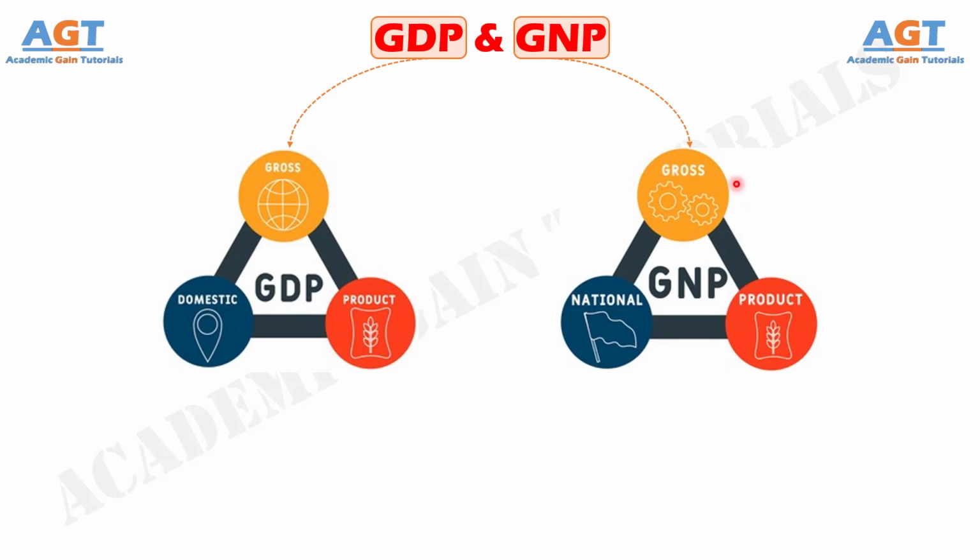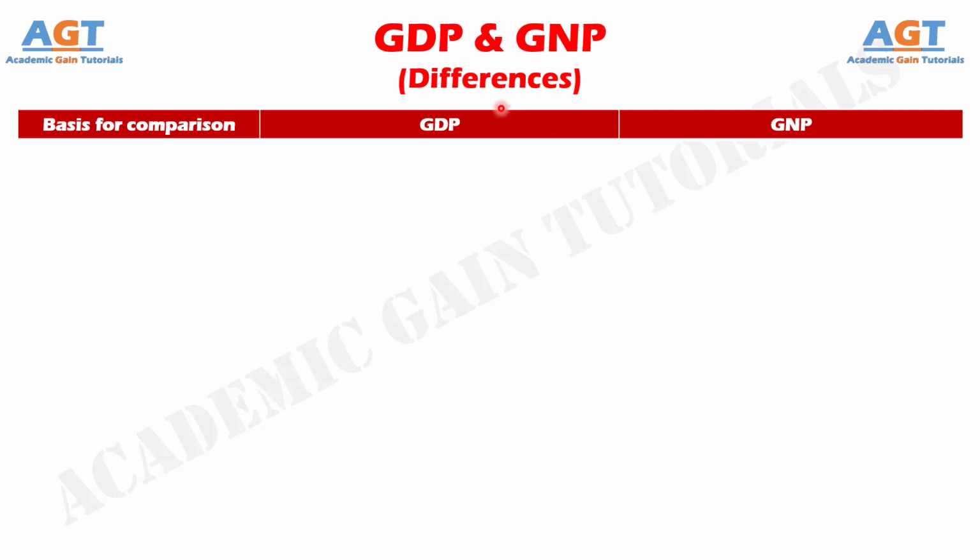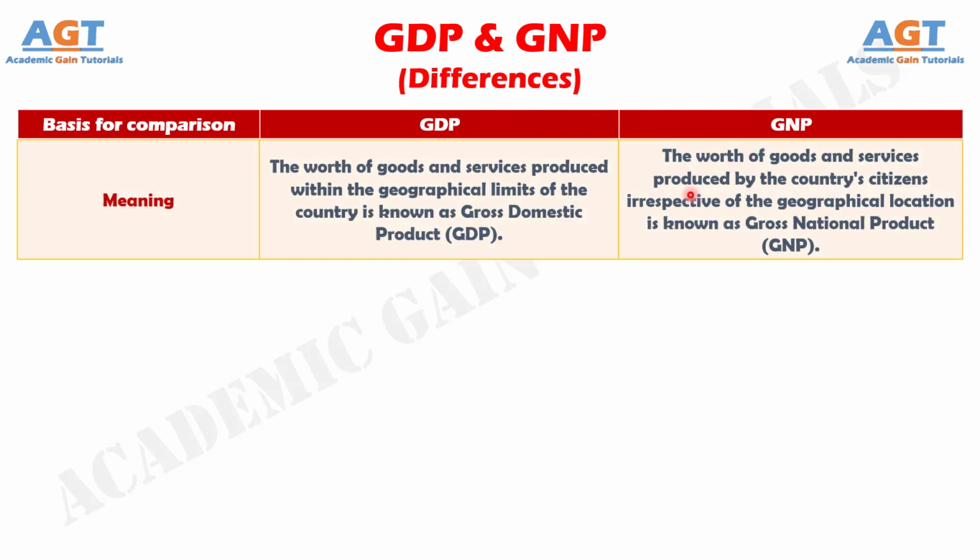So, let's look into the basic differences between GDP and GNP in a tabular form. Difference number 1. The monetary value of all the goods and services produced within the geographical limits of the country is known as GDP, whereas GNP is the money value of all the goods and services made by the citizens of the country, no matter where they live.